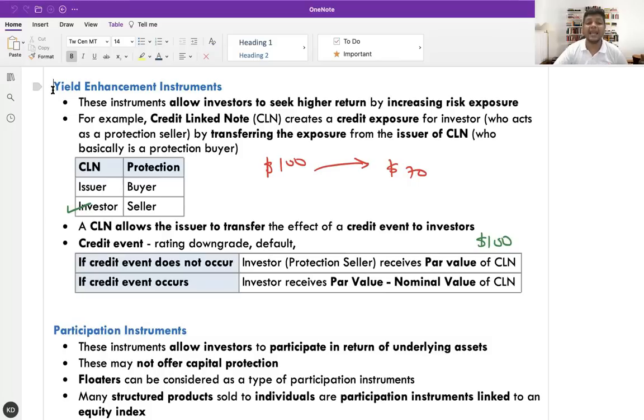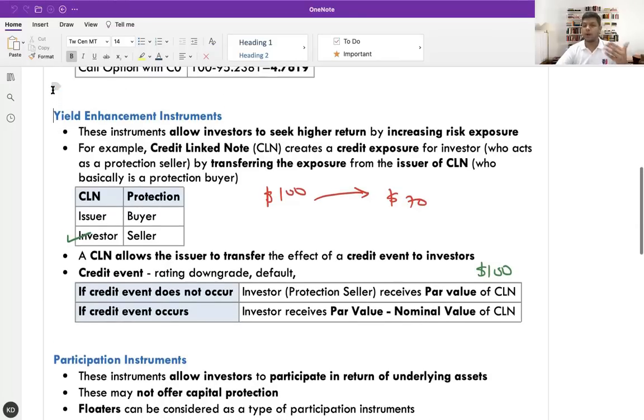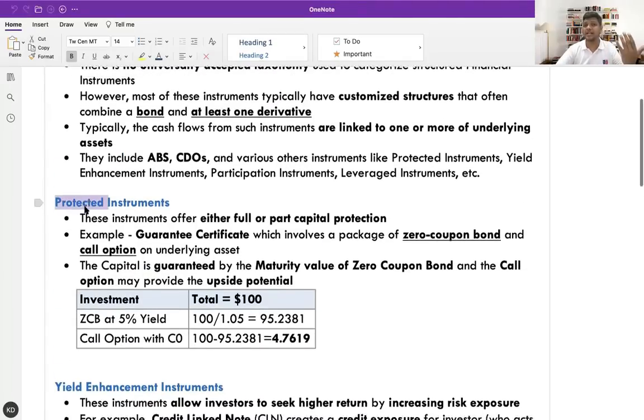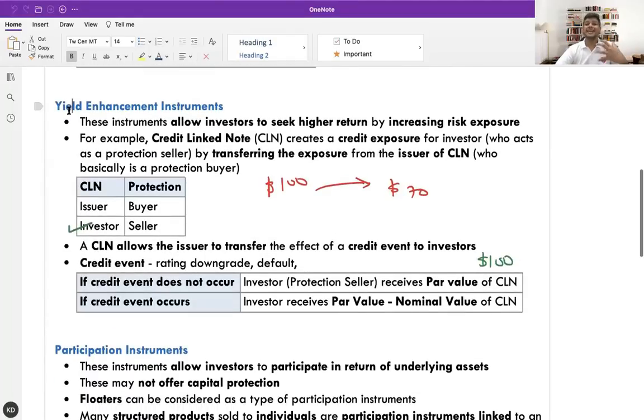These are called high yield investments or yield enhancement instruments, right? So completely contrary to protected instruments where you're protecting your principal, here you are taking the risk for that extra return, right, everyone?